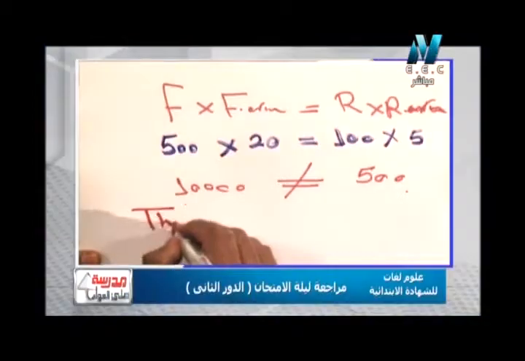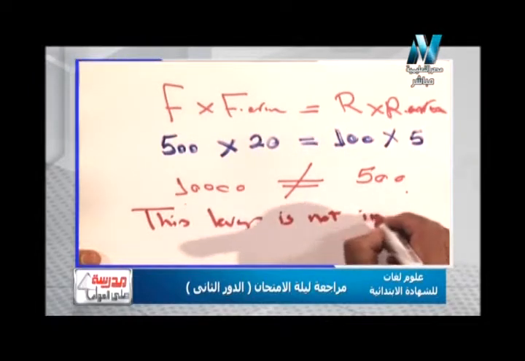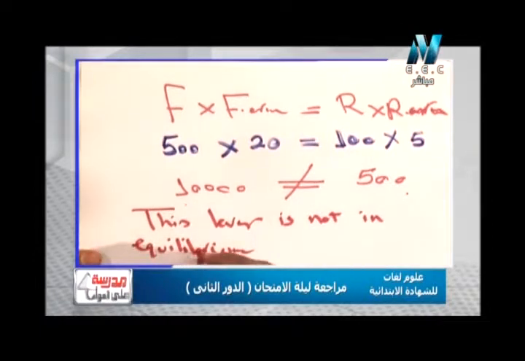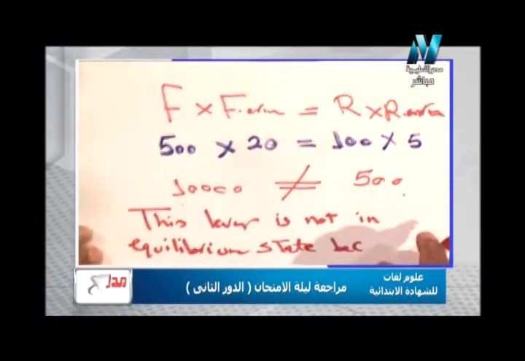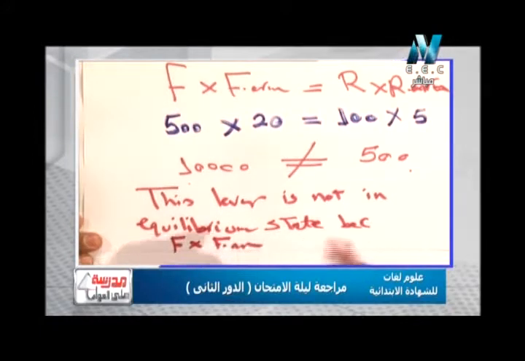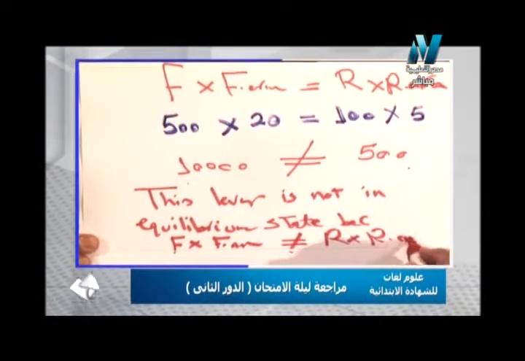Lever هنا في حالة توازن ولا لأ؟ Surely I can hear all of you say that this lever isn't in equilibrium or isn't balanced. So I can write this lever is not in equilibrium. Equilibrium يعني توازن، هي بالضبط معنى كلمة balanced. Equilibrium state, because what? Because effort force by effort force arm, now here equal or doesn't equal? It will be doesn't equal resistance by resistance arm.